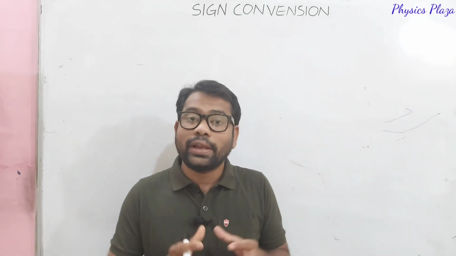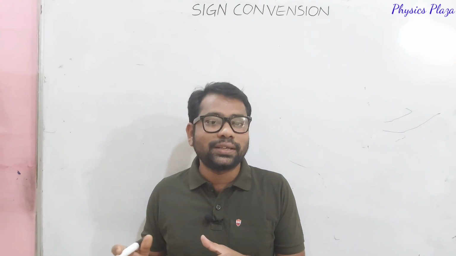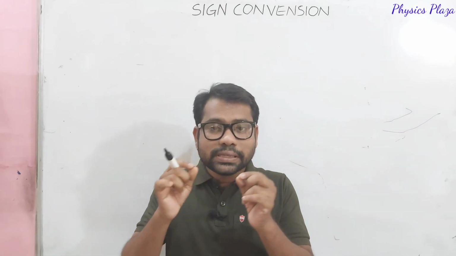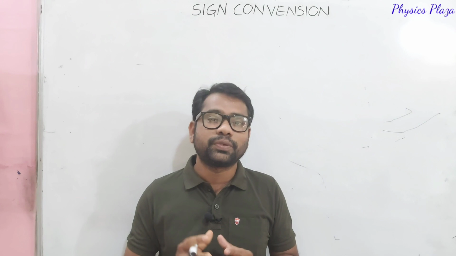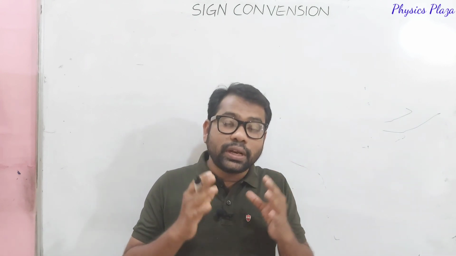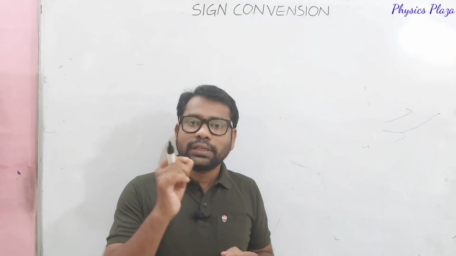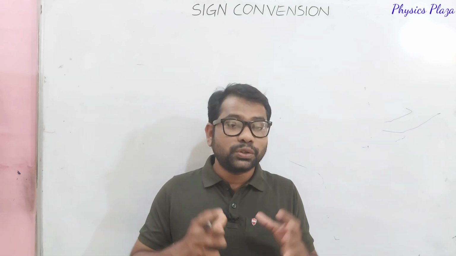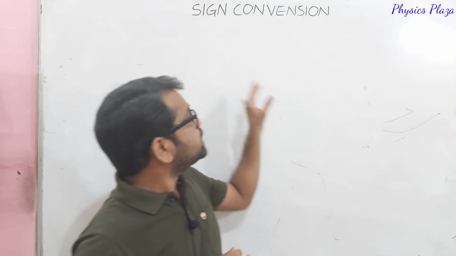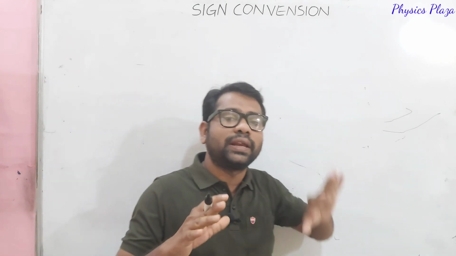Simply knowing the value, you cannot substitute directly, it is not that. So with the proper sign, we have to substitute. For that only, we should have knowledge of when that particular value is going to be positive, when that particular value is going to be negative. So to get that command, these sign convention rules will help like anything.